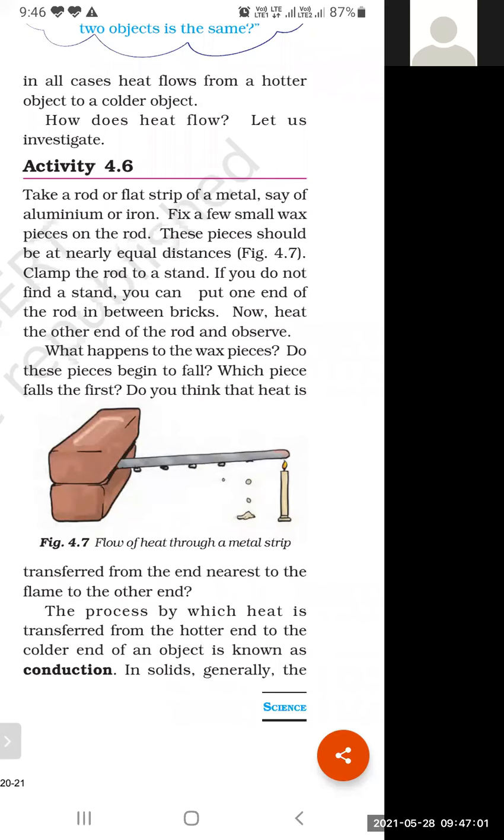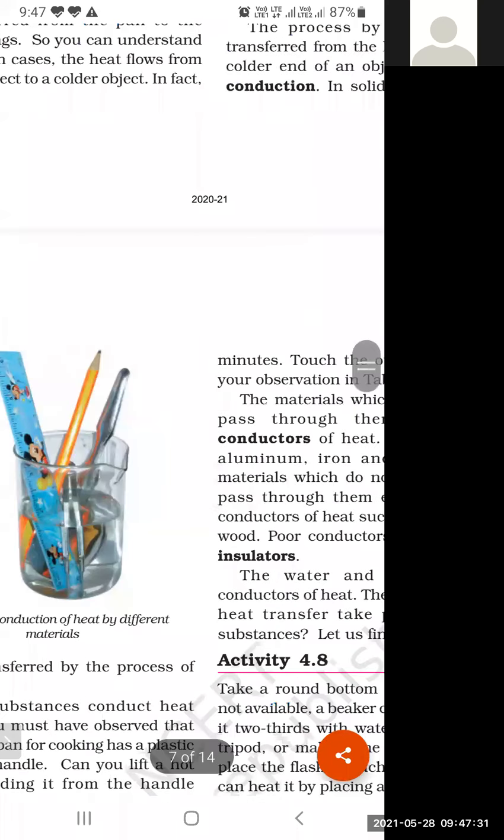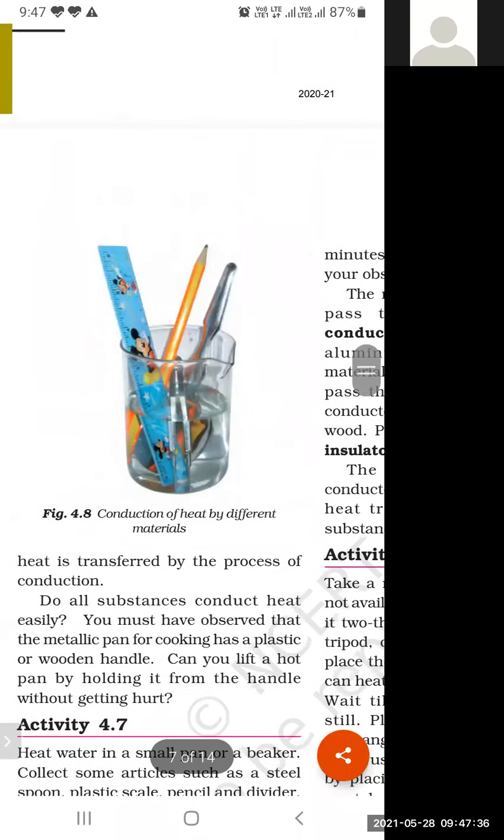And in the method of conduction, heat is transferred from the hotter end to the colder end. So simply, the definition of conduction: the process by which heat is transferred from the hotter end to the colder end of an object is known as conduction. Students, you have to underline this. This is an important term, and this is the first method of heat transfer. Generally, heat is transferred by the process of conduction.